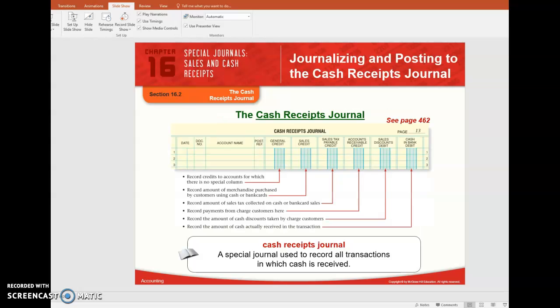Now we're getting into cash receipts. Again, the cash receipts journal is used for cash coming in. If you look, you have a general credit column, a sales credit column, a sales tax payable credit column, an accounts receivable credit column, a sales discounts debit column, and a cash and bank debit column.